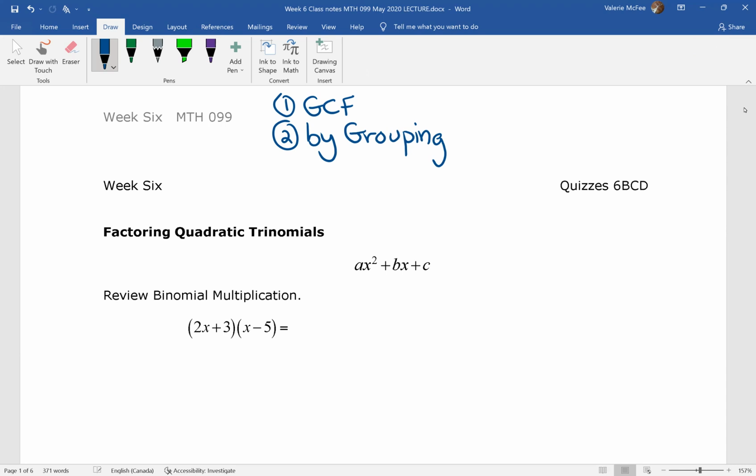In this lecture, we want to look at factoring quadratic trinomials. When we're talking about a quadratic trinomial, we're talking about three terms, specifically in this form: ax squared plus bx plus c. Whenever we have that x squared, we know we are looking at a quadratic. The three terms are trinomials, and in this case, a, b, and c are going to be real numbers.